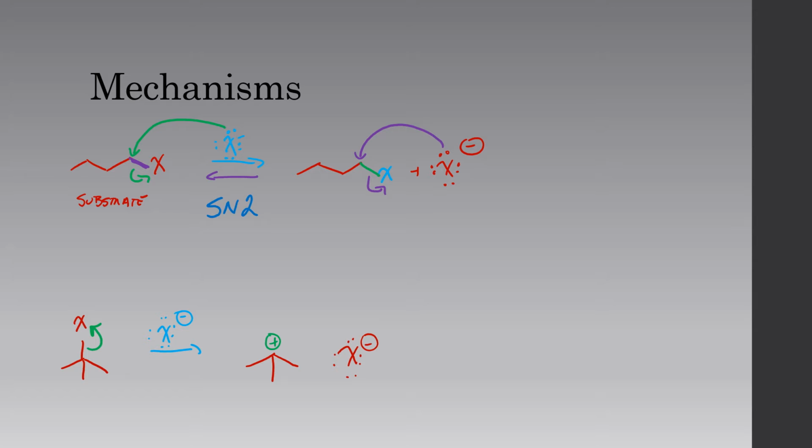And so now the next step in our mechanism can happen. We could bring in our blue halide to attack that carbocation. So let's draw that real quick. So our product in this case, we make that orange bond, and now it's bound to the halide there. And we still have our X minus around.